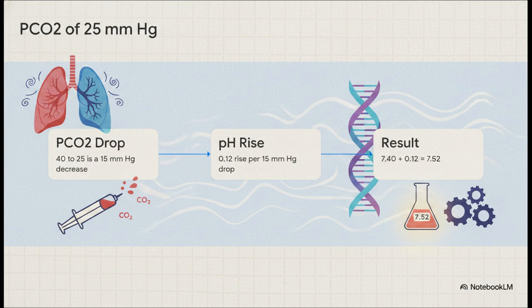The correct mathematical outcome here is A, 7.52. Let's break down the math so it makes sense. A normal baseline PCO2 is 40, so an acute drop to 25 means we're looking at a 15-point drop, typically from hyperventilation. Now, within standard physiologic limits, every 15-point drop in PCO2 bumps up the systemic pH by about 0.12 units. Take our normal baseline pH of 7.40, add that 0.12, and you land precisely at 7.52.